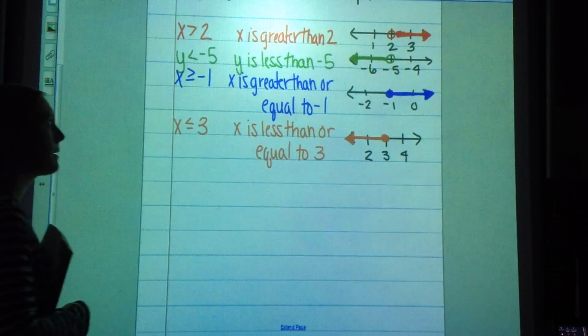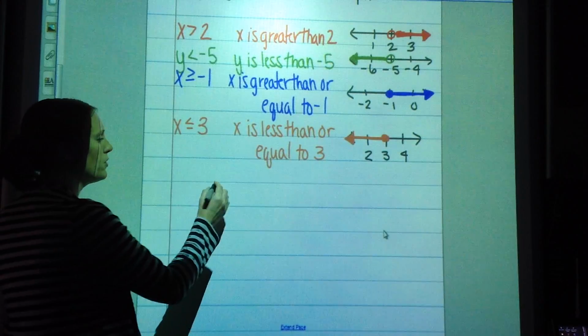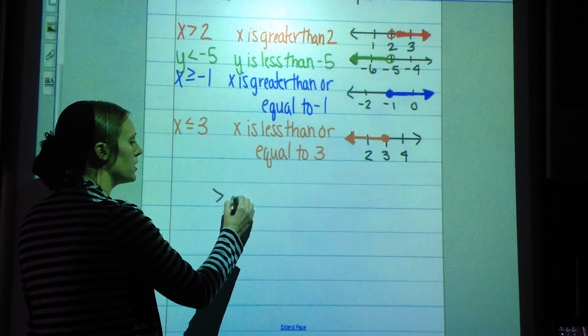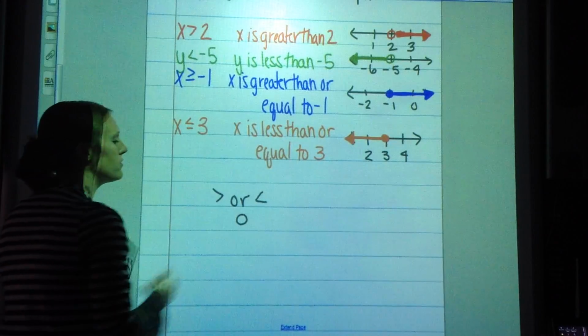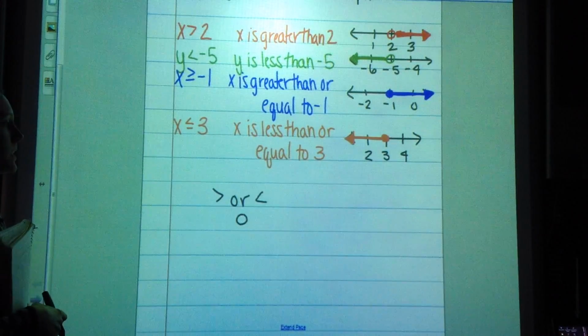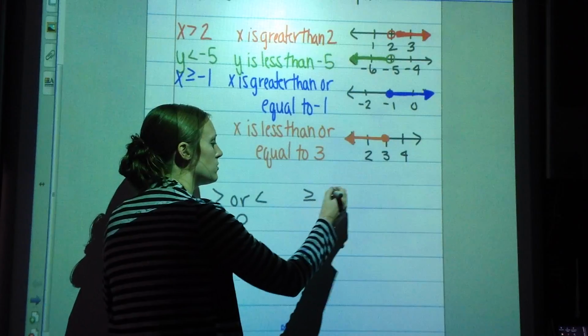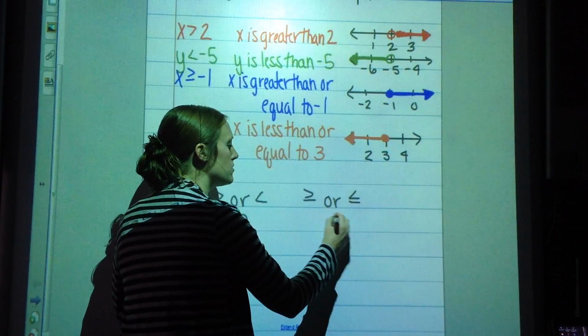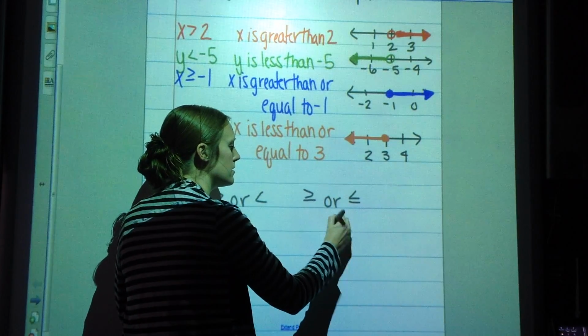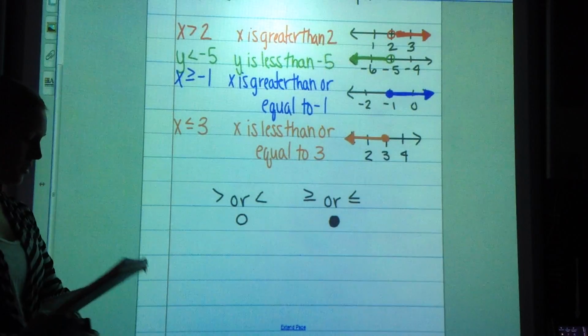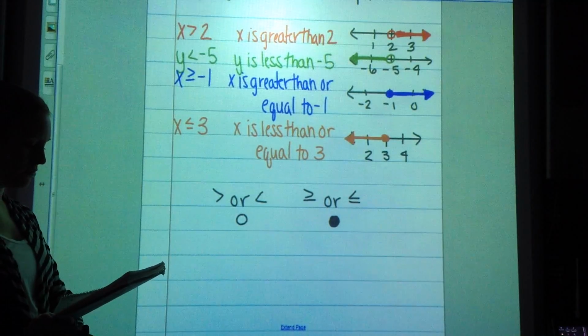So let's sum this up. If you have a greater than or a less than, you're going to have an open dot. If you have a greater than or equal to or a less than or equal to, you're going to have a closed dot. So let's try graphing a few.